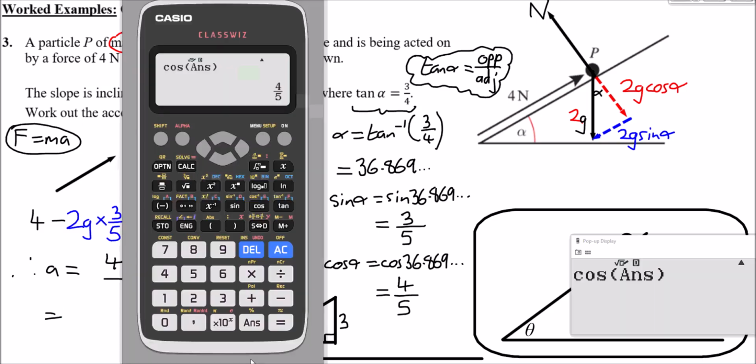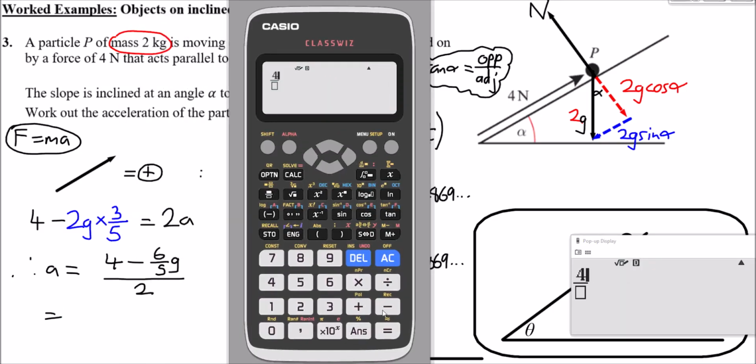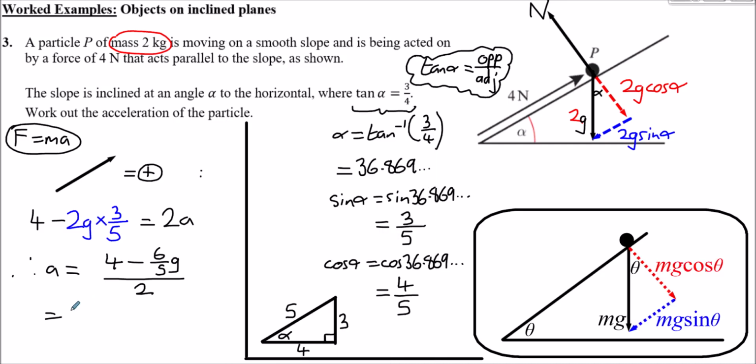Let's work that out. So 4 minus 6/5 times g, which is 9.8. Divide that by 2. What do I get? We'll get minus 3.88. So minus 3.88 meters per second squared.